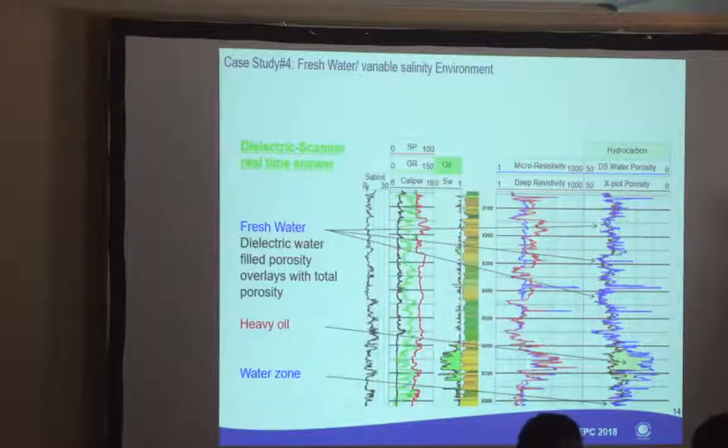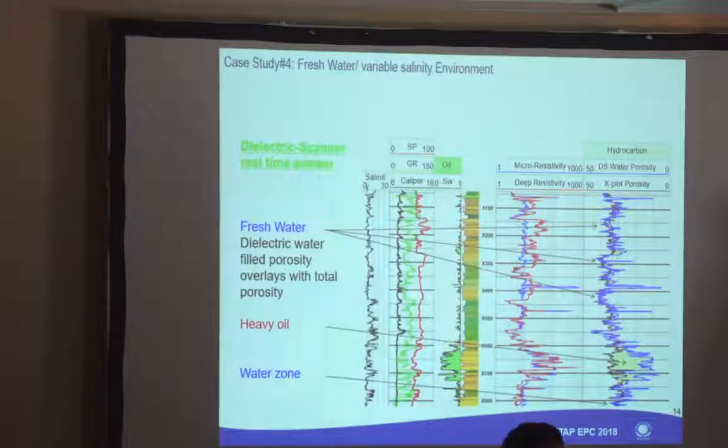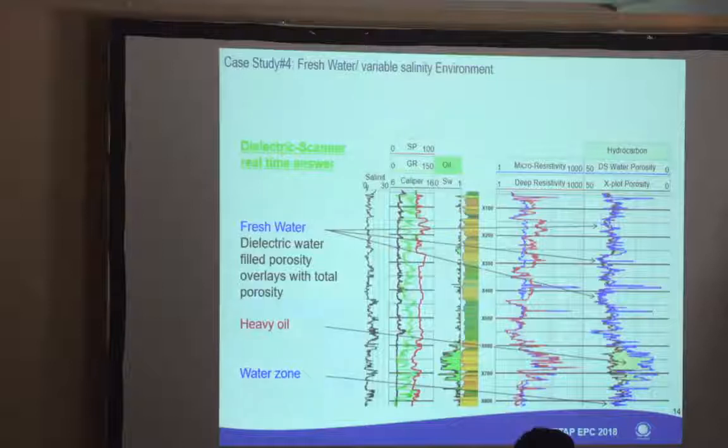So one of the logs you have here as well. Yeah, that's why in the examples that Celine showed, she tried to integrate the maximum number of logs, even the NGT, the spectroscopy, the CMR. So that's the only way you can accurately characterize your reservoir.